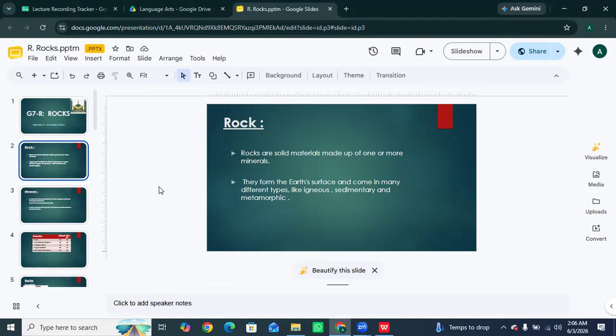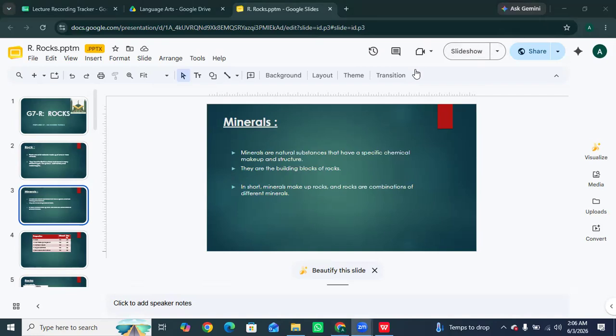Okay, so the next one is minerals. Minerals are natural substances that have a specific chemical makeup and structure. They are the building blocks of rocks. In short, minerals make up rocks, and rocks are a combination of different minerals.